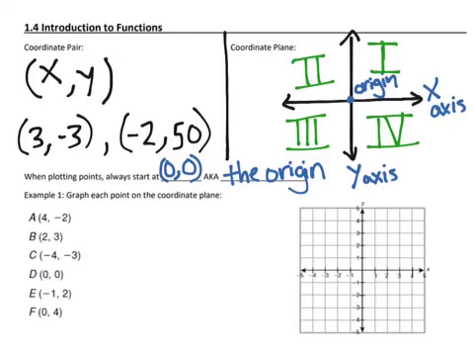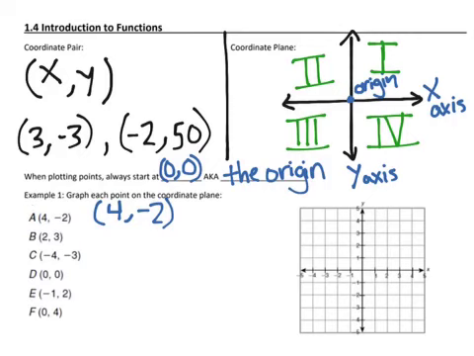So when we plot these points, which is what we're going to do in example 1, we're always going to start right there, right in the middle of the graph, at the point 0, 0. Alright. So graph each point on the coordinate plane, and our first point is the point 4, negative 2.